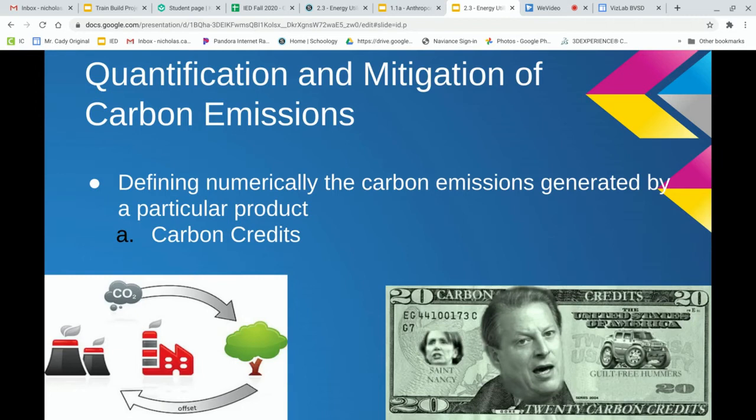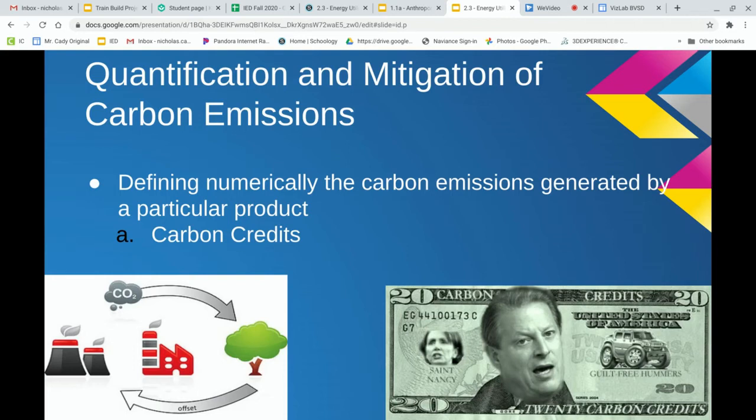Quantification and mitigation of carbon emissions. Okay, carbon emissions, when we talk about global warming and climate change, we tie most of global warming and climate change back to CO2 emissions. And most of that comes from fossil fuel combustion for energy purposes.